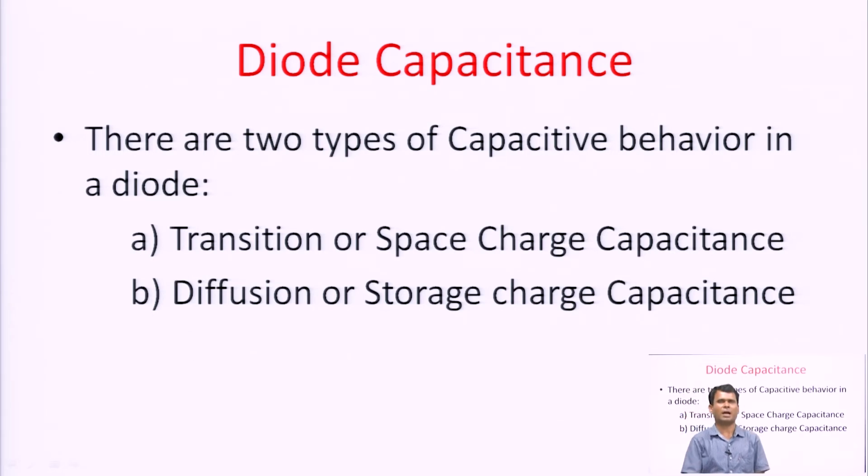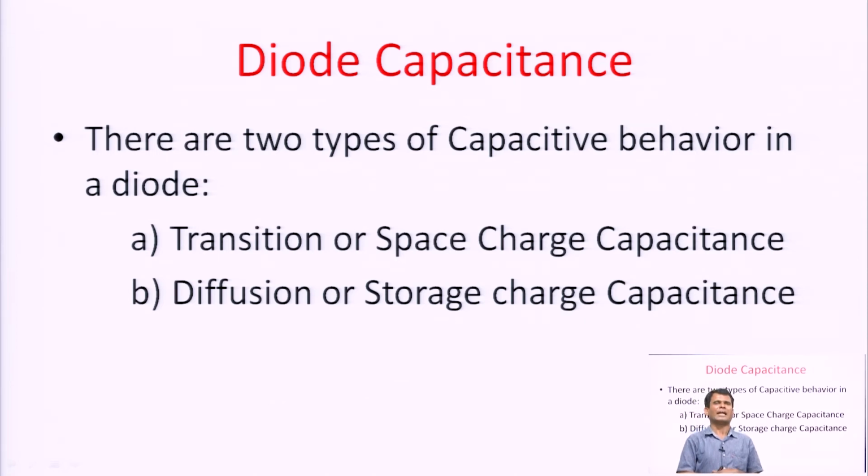Now, capacitive behavior. This is a very important behavior. How does capacitive behavior arise in semiconductor diodes or any semiconductor device? It also happens in transistors, MOSFET, JFET. In every semiconductor device there is capacitive behavior. So, first of all we should know what capacitive behavior is. All of us know that when charge is stored and it is at rest, this is called capacitive behavior.